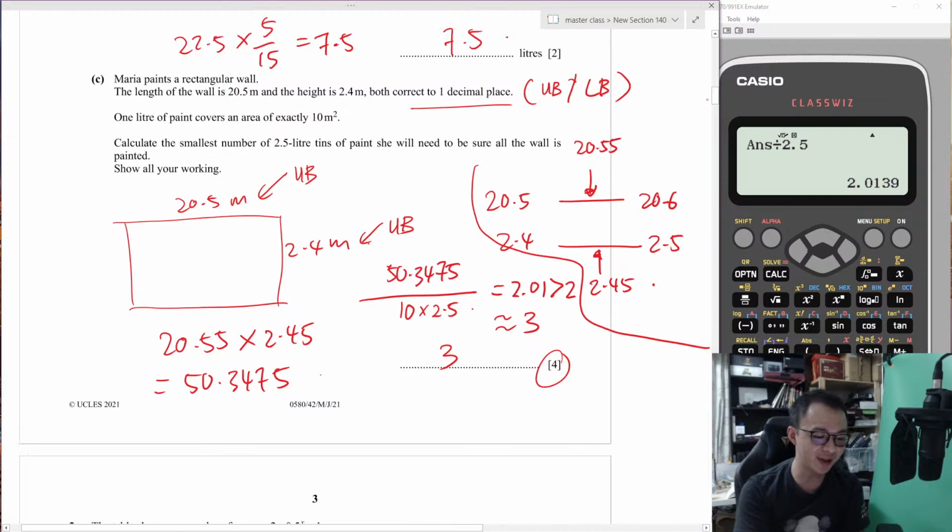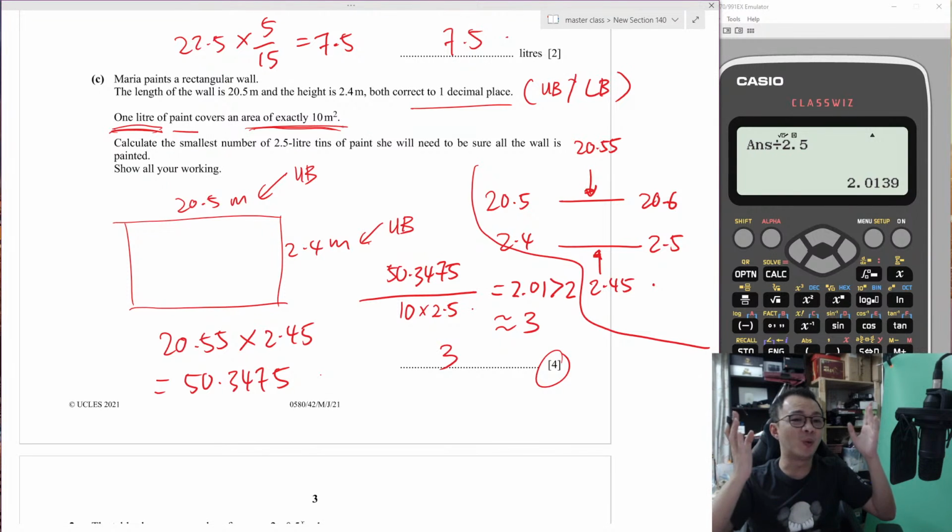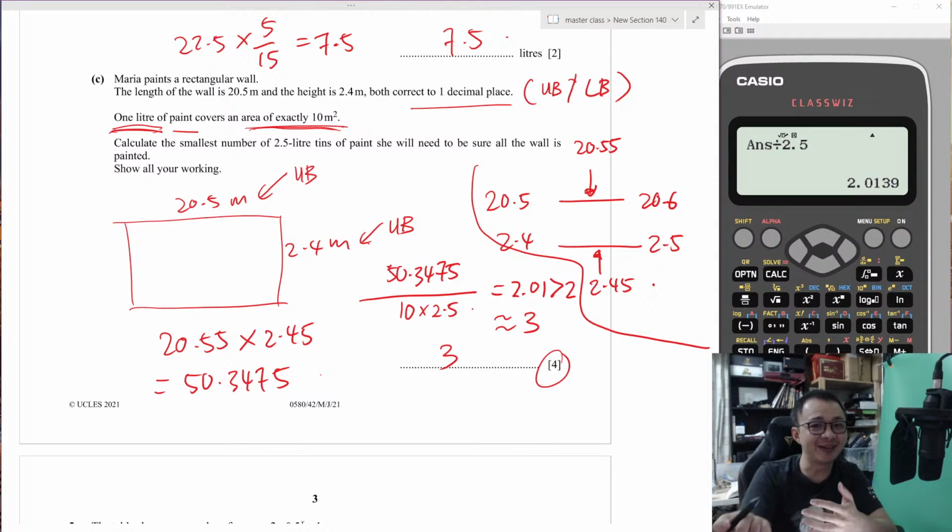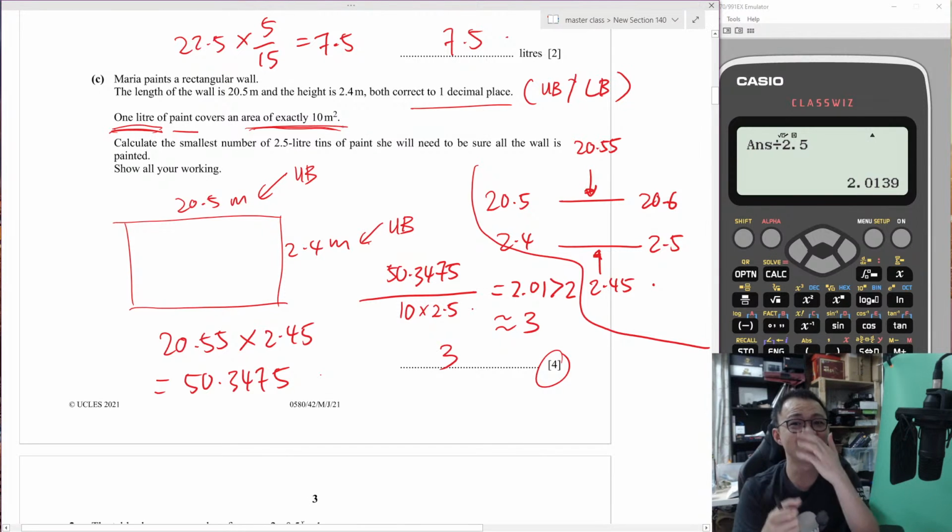Why do we divide by 10? Because here they say 1 liter of paint can cover exactly 10 meters square. Just now we found the area of the wall is about 50 meters square. Each liter can only cover 10, so I need to know how many liters I need, right? So I divide by 10 and realize I need 5.0 something liters. Then each tin only provides 2.5 liters, so you need to ask yourself how many tins I should buy in this case. Then it can help you understand better. Okay, cool. Alright, move on to the next one.